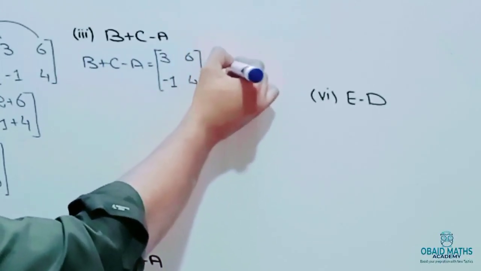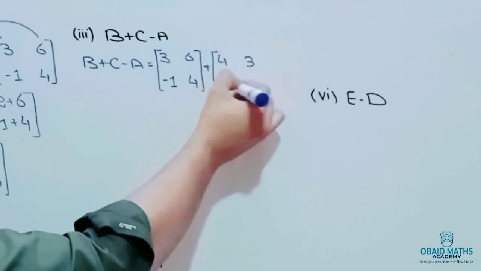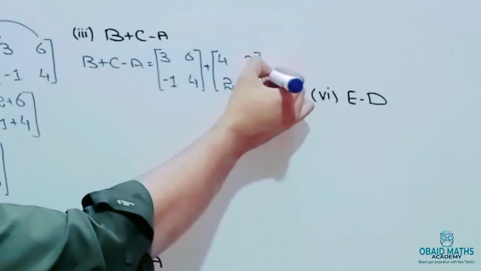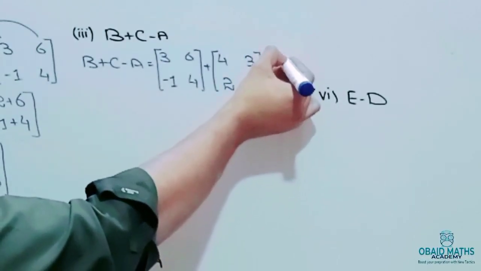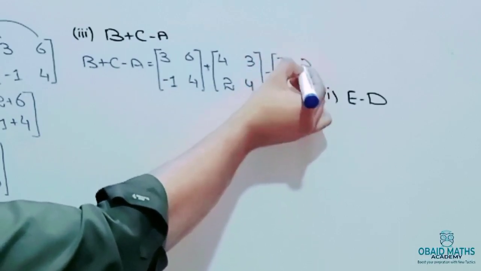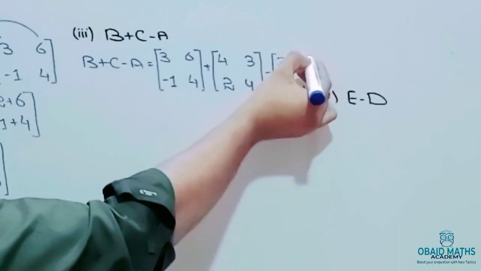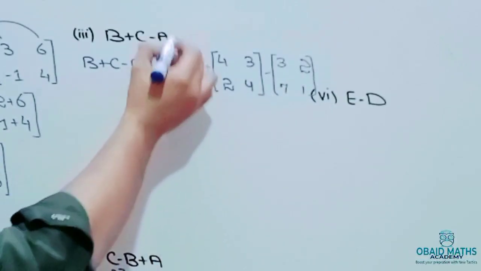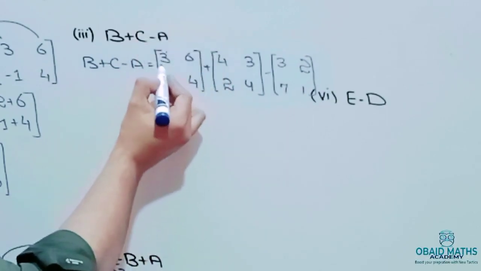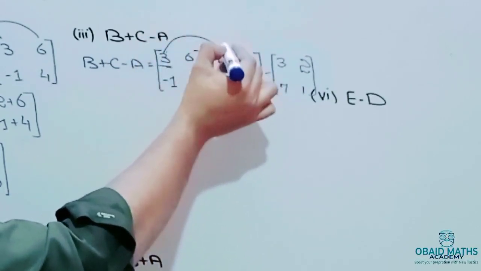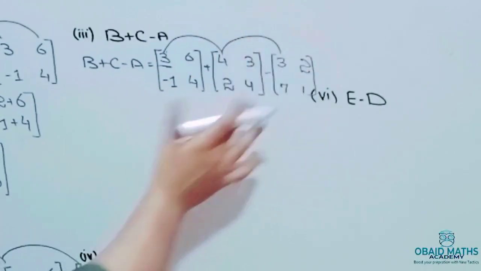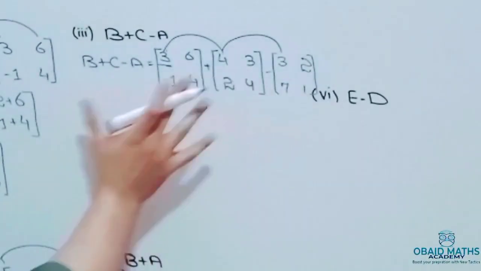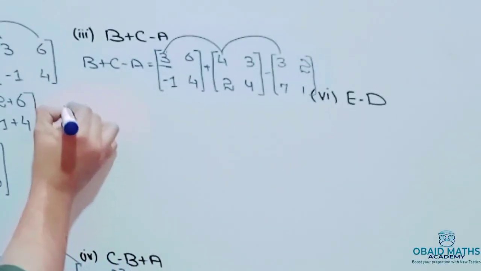So C is equal to 4, 3, 2, 4, and the last one is negative A. So we have to write it like this: minus A is equal to 3, 2, 7, 1, and matrix close. The positioning of the numbers will remain the same. You have to pick out the number along with its place. So add with the next number, and then add or subtract with the next number. From this you can get the easiest way to solve matrices in small steps.